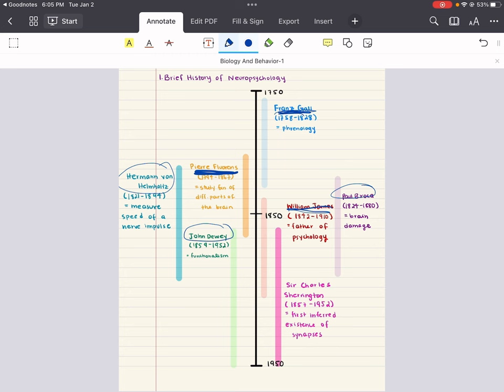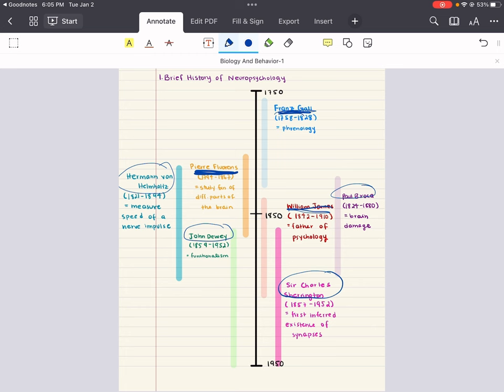Now, around the turn of the century, Sir Charles Sherrington first inferred the existence of synapses. Many of his conclusions have held over time, except for one. He thought that synaptic transmission was an electrical process, but we now know that it's primarily a chemical one. And again, if you're interested in going over synapses, it's also in chapter 4 in the MCAT biology playlist.